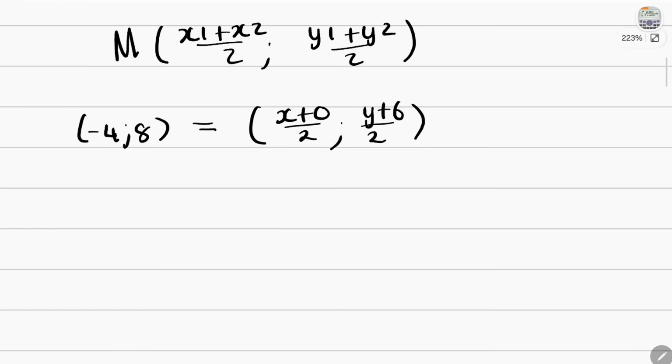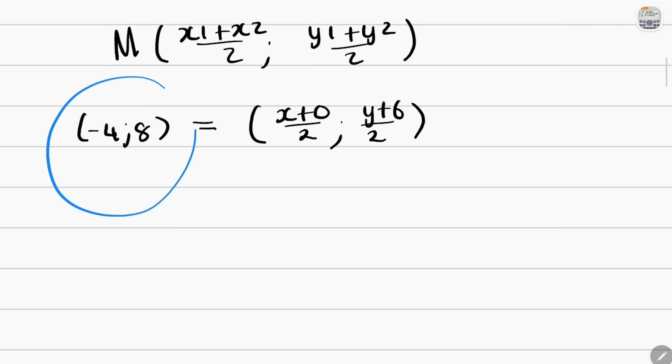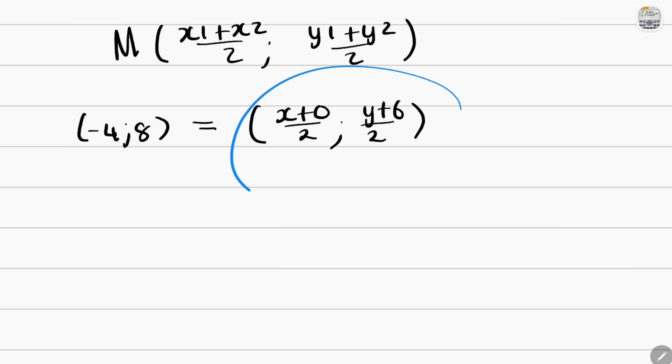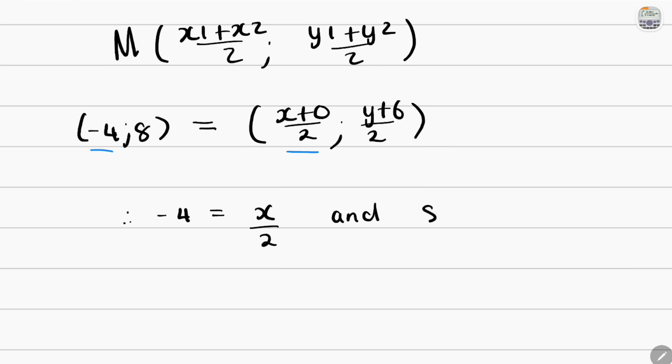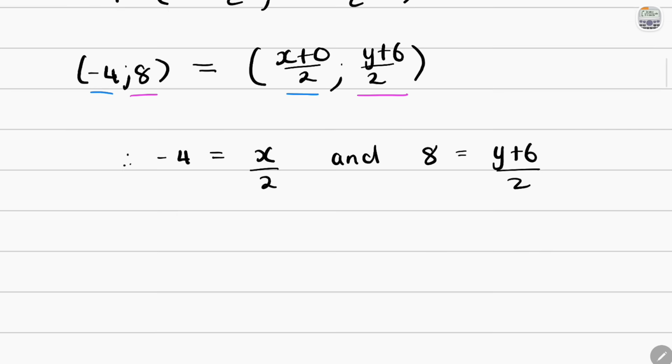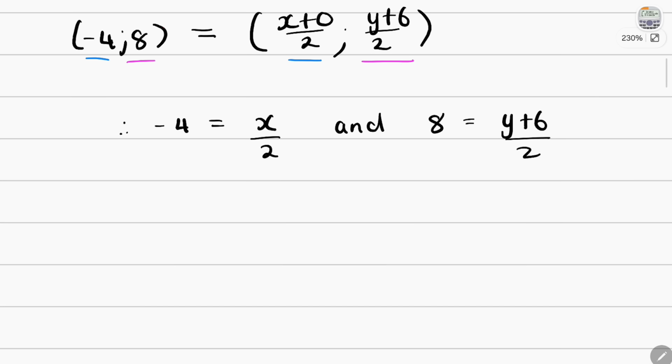And let's find this. Okay, remember, on one hand side, you have the actual midpoint. On the other hand, you have the calculation for the midpoint. So they represent the same thing. Their x values are exactly the same, so we equate them, and the y values too. So we'll just say, therefore, this means that -4 is equal to (x + 0), which is just x, over 2. And then the y values are equal, so 8 is equal to (y + 6) over 2. Okay, so this is what we have. And now solve for x.